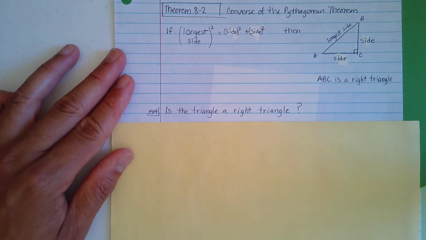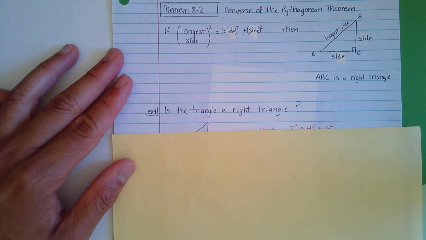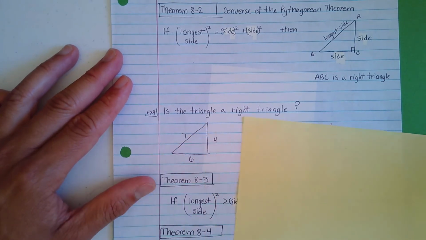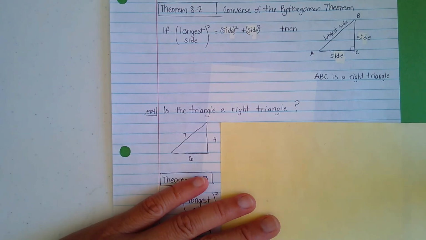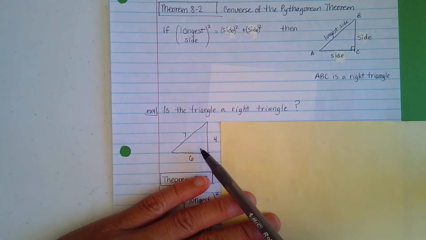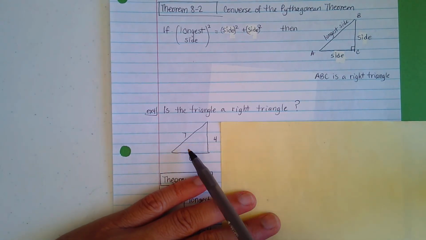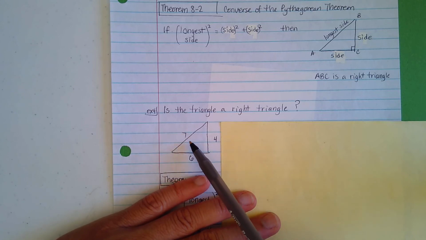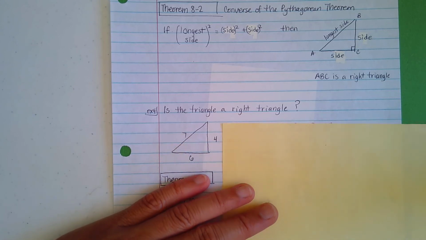Okay, in example 4, is the triangle a right triangle? Well, we can check that. Alright, so before we put a right angle, let's check this. The longest side is 7, so I'm going to make that our C, and the others our A and B. Always look for the longest side first to determine what C could possibly be.